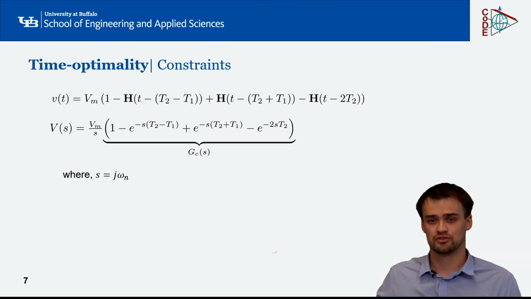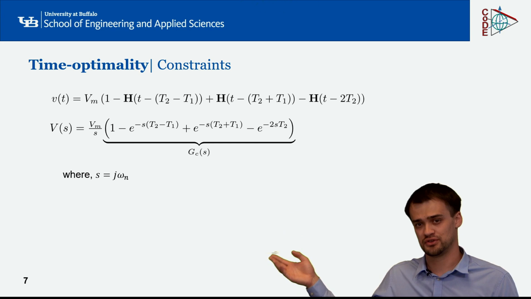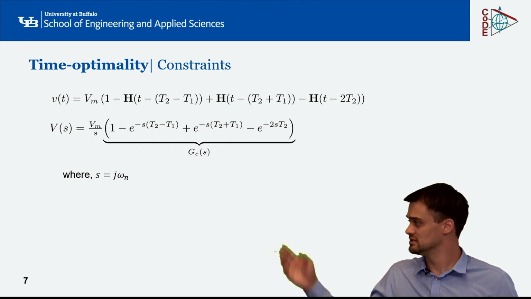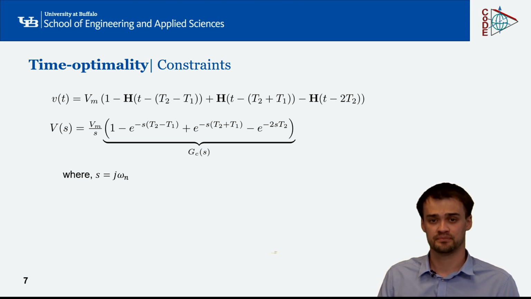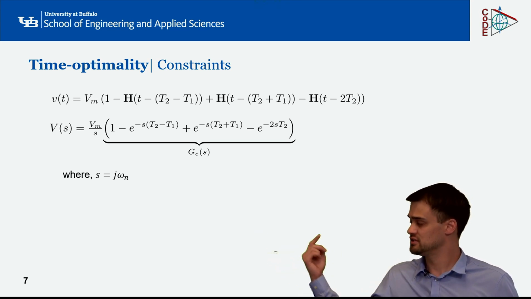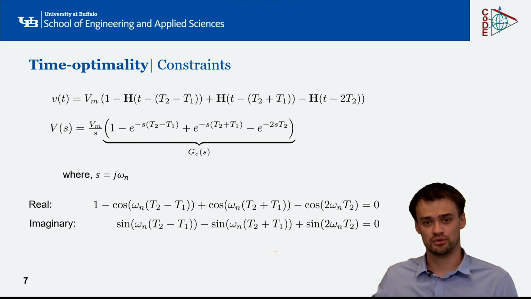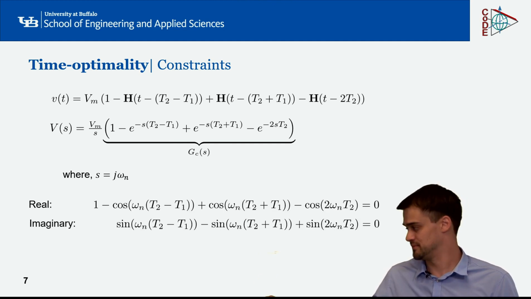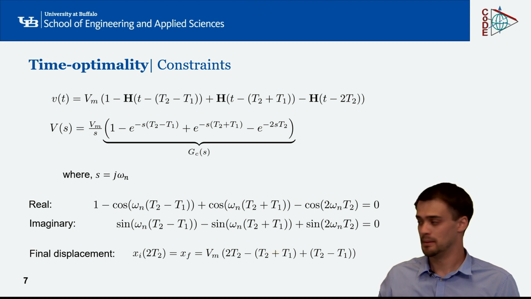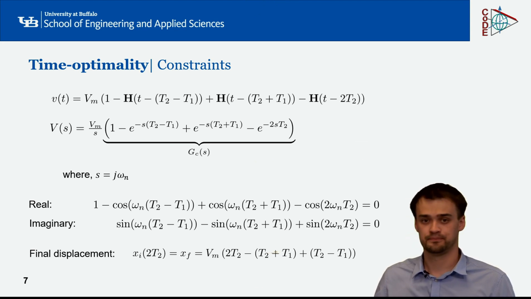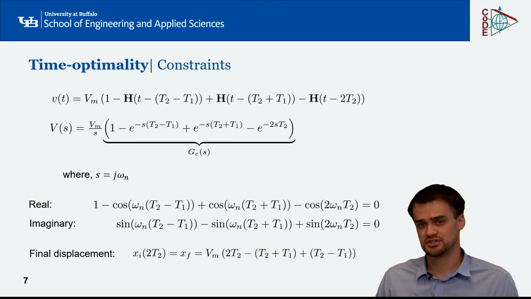Bringing the velocity from the time domain to the frequency domain, we get the following equation, where s is equal to j omega n, and omega n is the natural frequency of the system. To solve for t1 and t2 in this equation, we need a couple of constraints, starting with a real and an imaginary constraint as such, and a final value constraint, meaning at the time t2 we want to reach the position xf. Now let me plot, for instance, the switches.